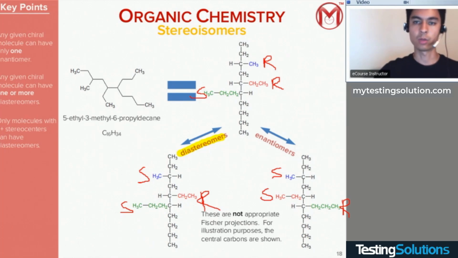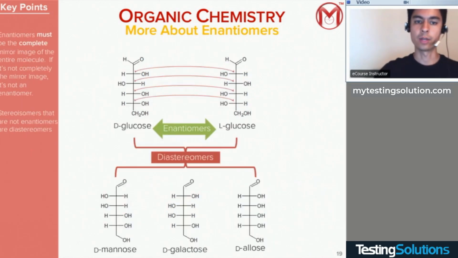So any chiral molecule can have only 1 enantiomer, only 1 mirror image, but they can, in theory, have many diastereomers, and carbohydrates are a great example. D-glucose has an enantiomer L-glucose, but they have many diastereomers: D-mannose, D-galactose, D-allose, and the L-isomers of those. Those are all diastereomers of glucose.